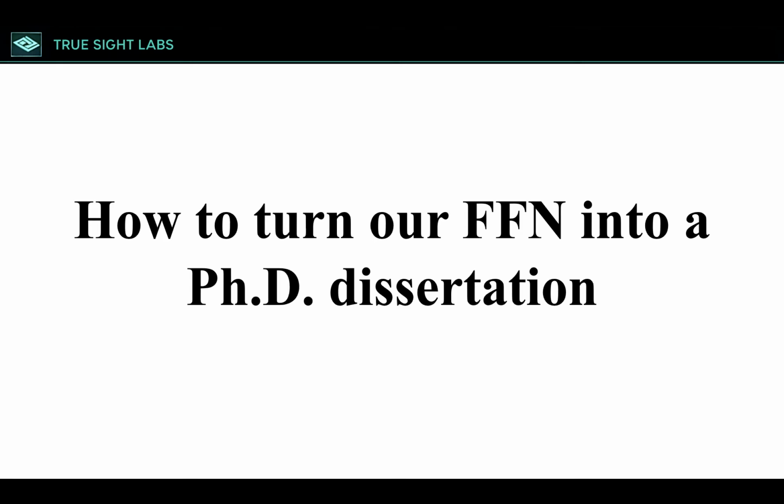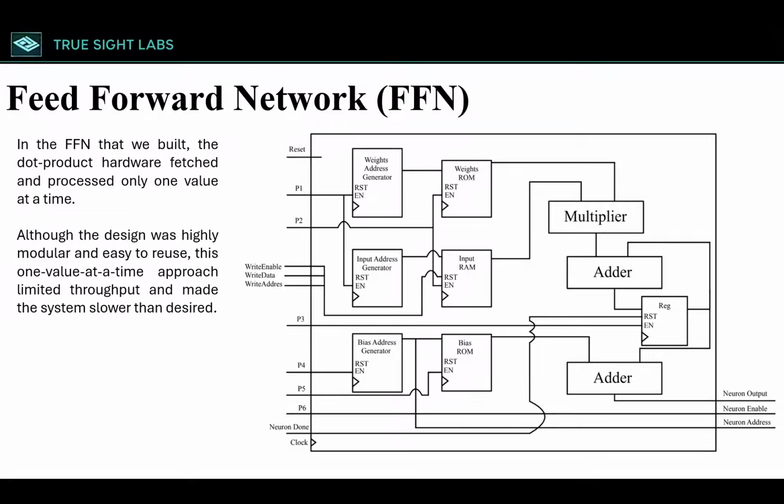Alright, let's get started with how to take our feed-forward neural network project and turn it into something truly dissertation-worthy. In the feed-forward neural network that we built, we used this design to compute the dot product between the weights and input vectors, and then add the bias to form the neuron output. The main limitation is that we can only read one value at a time from the weights RAM and the input RAM. Because of that, the dot product computation takes many cycles, which makes the overall neuron calculation slower than what we'd like.